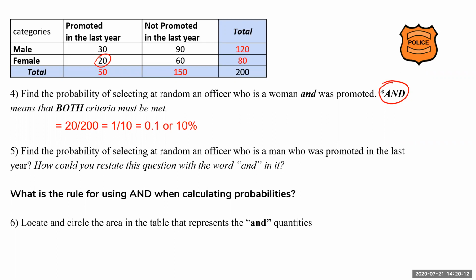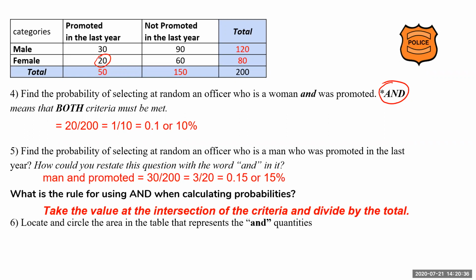Is that okay? Nice. Find the probability of selecting at random an officer who is a man who was promoted in the last year. A man and promoted. So man and promoted. Do you see that? Now, what is the rule for using the "and" when calculating probabilities? Take the value at the intersection of the criteria and divide by the total.